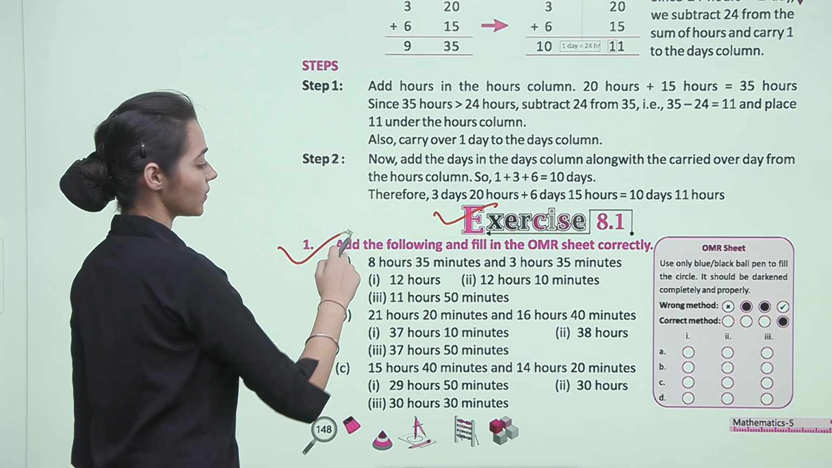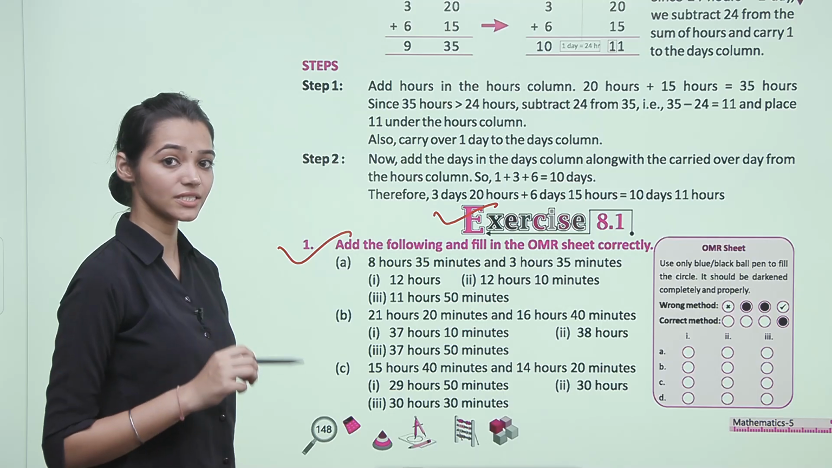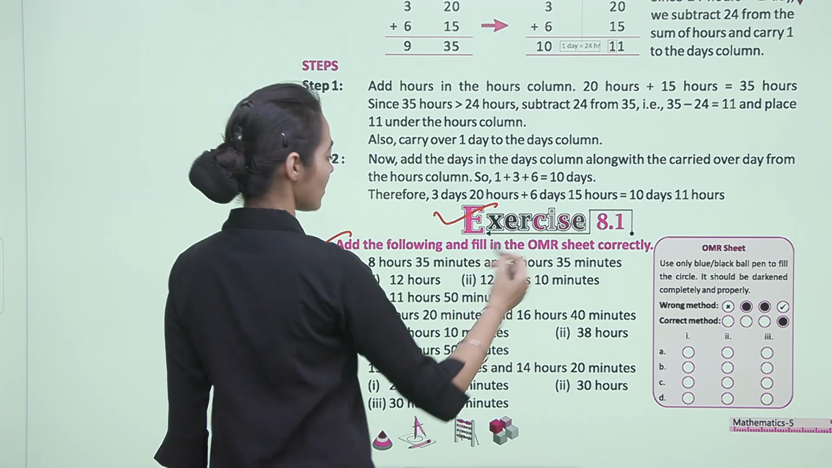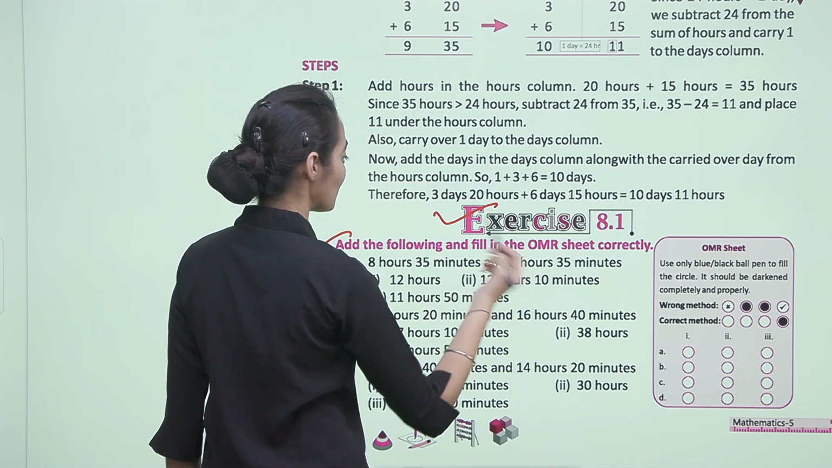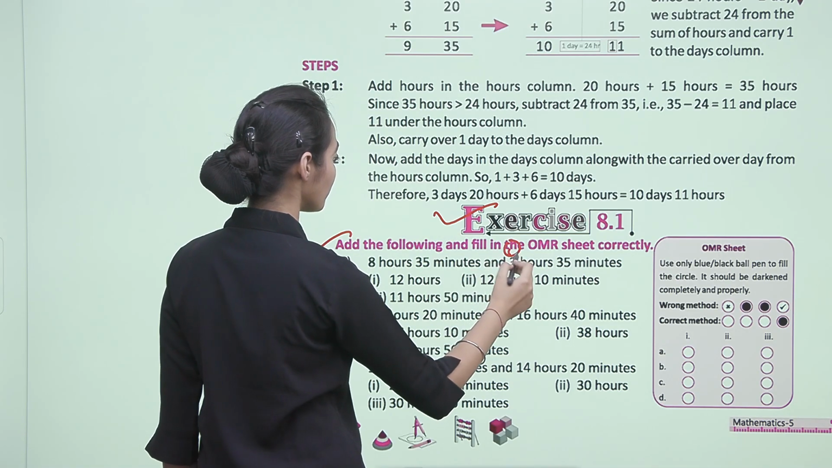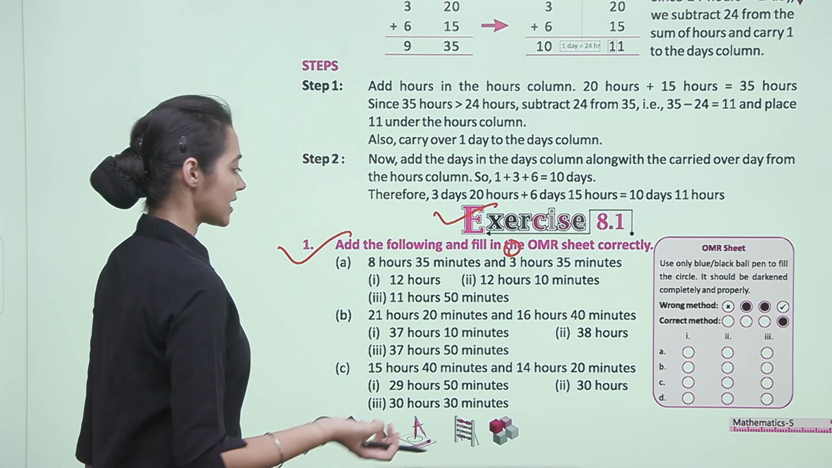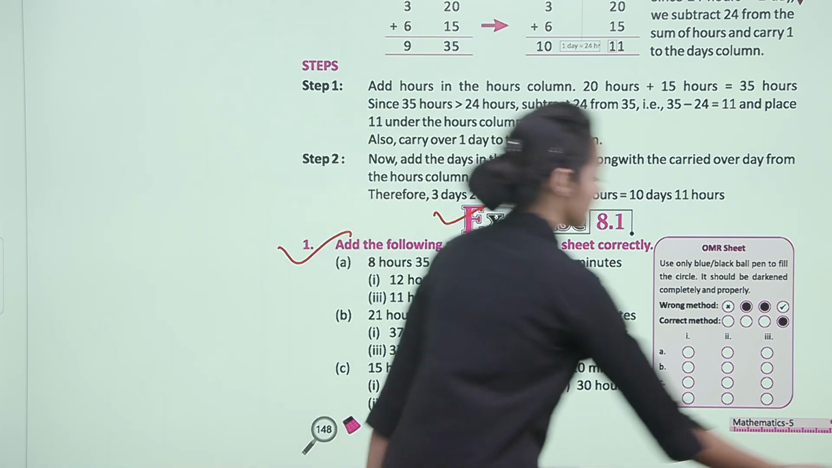Let's look at 8.1. In the first part, we have to add the following and fill the OMR sheet correctly. 8 hours 35 minutes and 3 hours 35 minutes: 5 plus 5 is 10, 3 plus 3 is 6, plus 1 is 7. So it will be carried over to 1 hour, and 8 plus 3 is 11, that is 12 hours 10 minutes. That's how you can complete the remaining part.